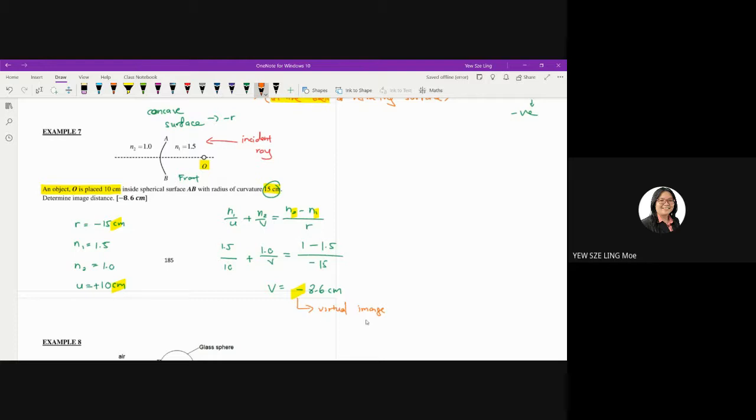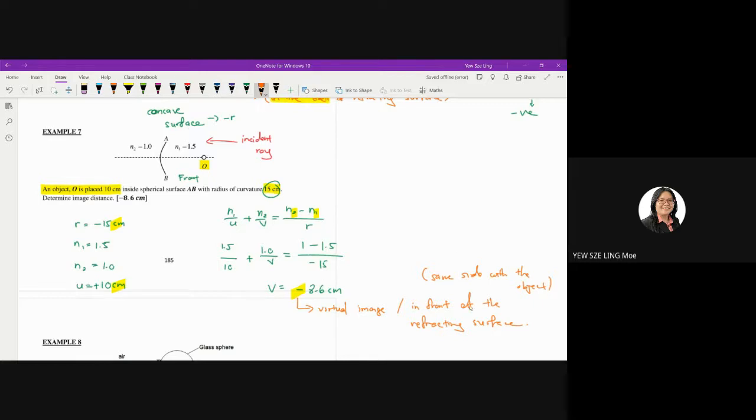Since you have a virtual image, the image is located on the same side as the object, which means it is located in front of the refracting surface. So virtual image in front of the refracting surface, or you can also say it is on the same side as the object. Either one, you just choose either one.